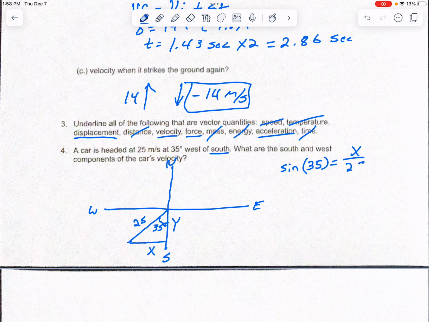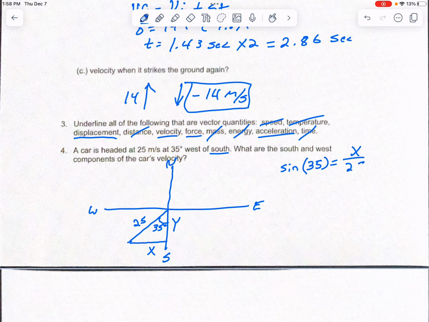Just make sure you're in degree mode in your calculator. So you should get 14.33 meters per second, and that is going to be west. Okay, so that helped me find my x. Now I'm going to find my y by using the other one. y would be your adjacent side.